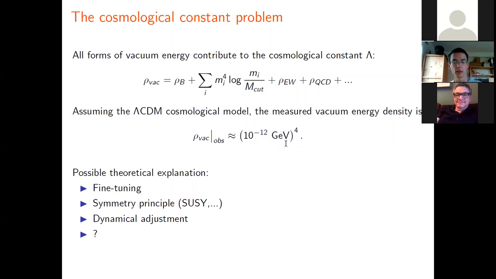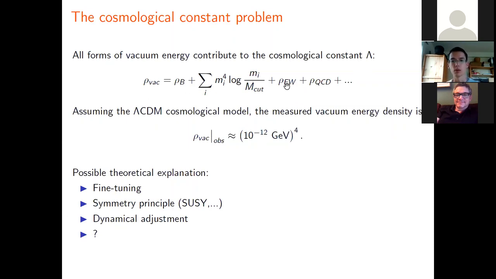And what is striking is that this number is essentially smaller than any of the contributions that we see in this sum that we can compute in QFT. So how is that possible that this term is so small while those contributions seem very large?